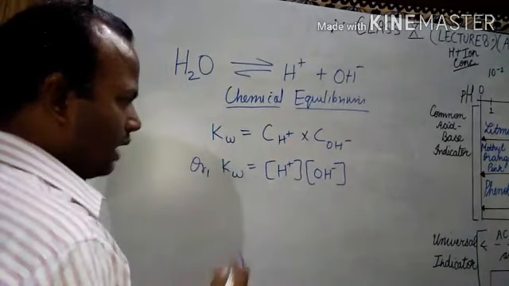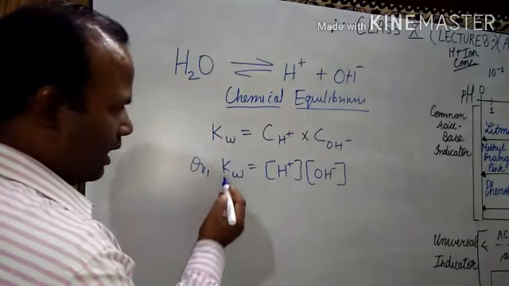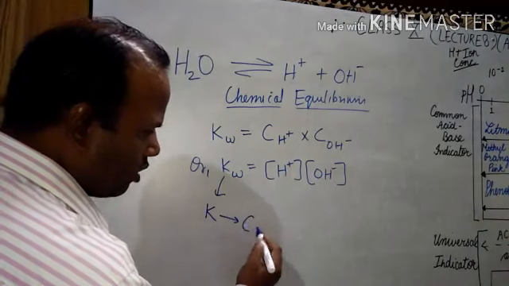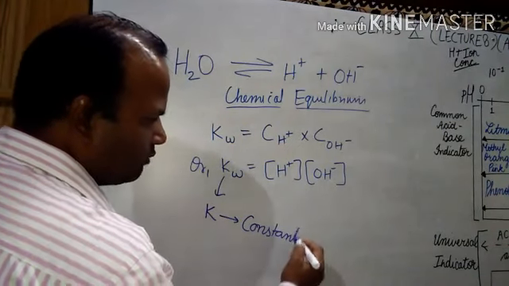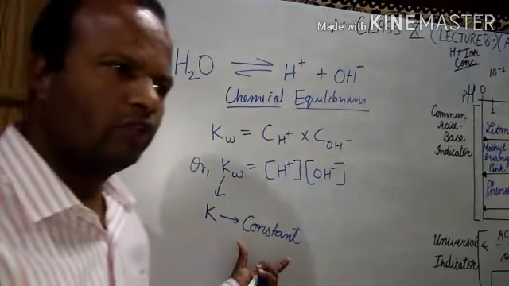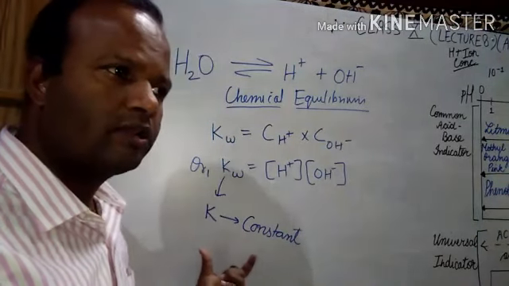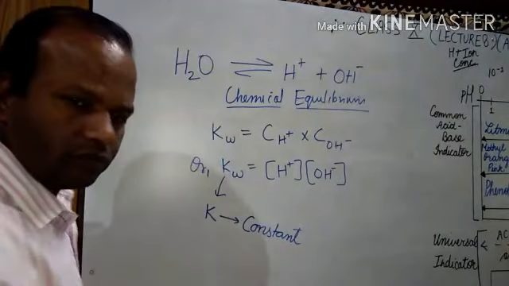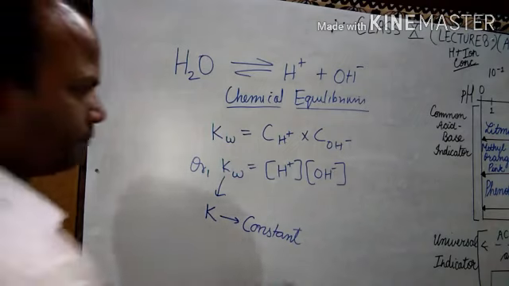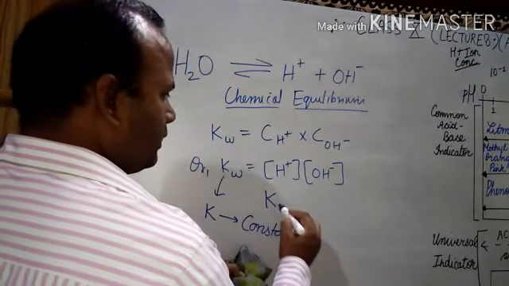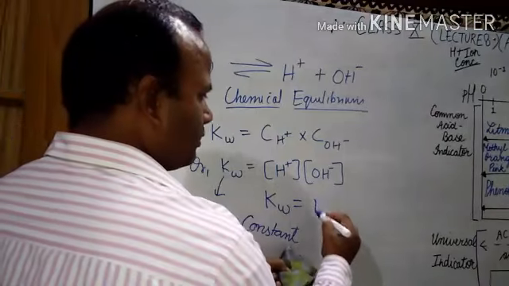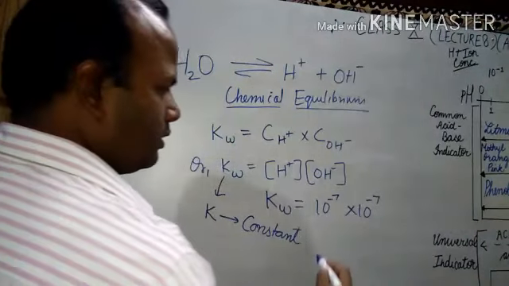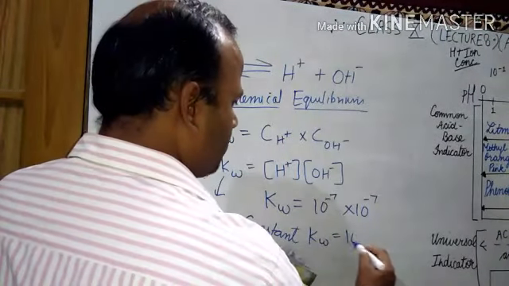Now, in chemistry, whenever you find this K, mind it, this K is a constant. In physical chemistry you will find so many K's, and all K's are always constant. Mind it, this is a very important fact. So this Kw is constant. In water it was found that this value takes up 10 to the power minus 7 into 10 to the power minus 7. Therefore Kw is equal to 10 to the power minus 14.